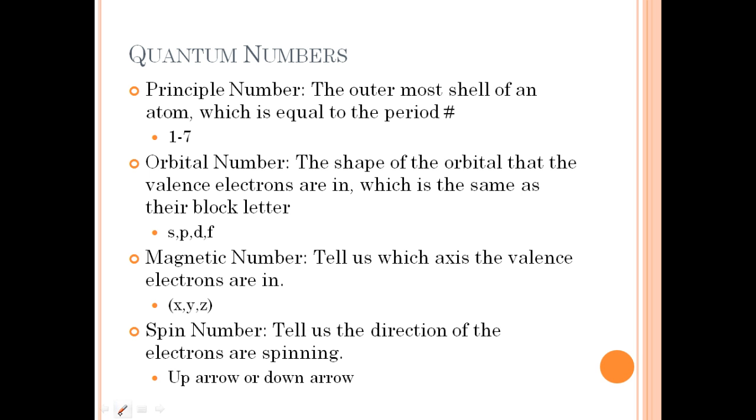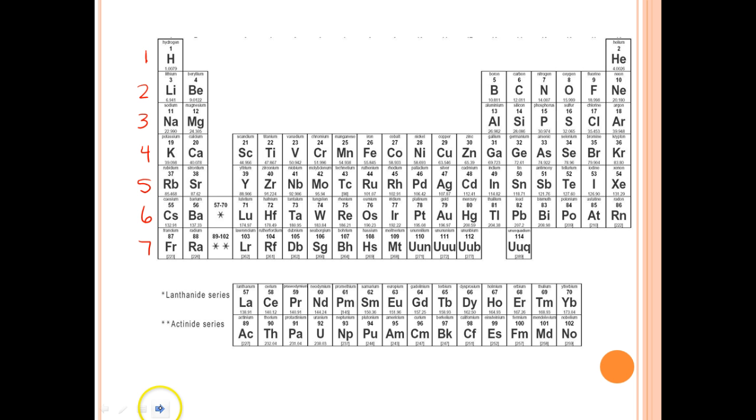Okay. And then our second quantum number is the orbital number, and that is the shape of the orbital that has valence electrons, which are the same as their block letters. So we have our S, P, D, and F. Weird. It feels like we've done these before. Oh, maybe with our quizzes. D and F. So the blocks here. Now we're going to be using this with our period numbers to describe where electrons are being placed in an atom.